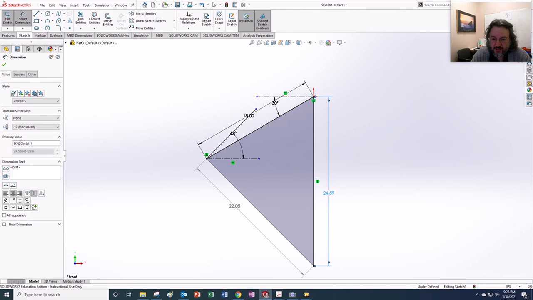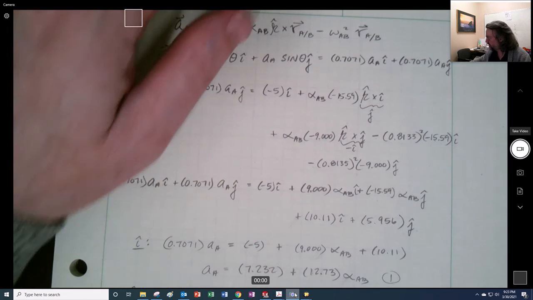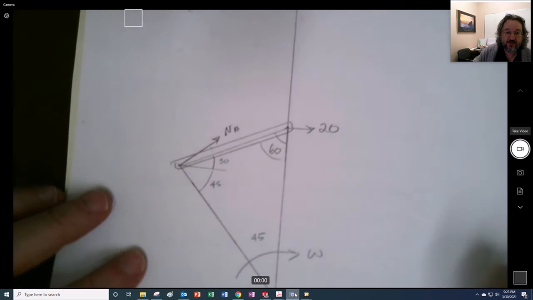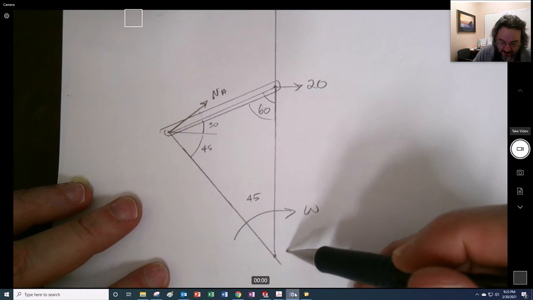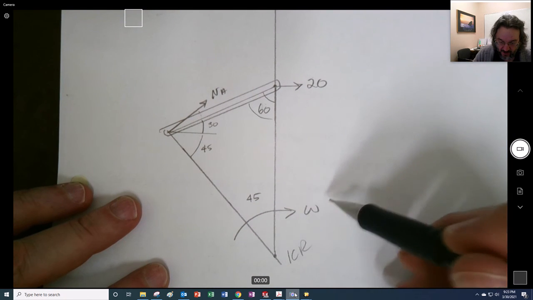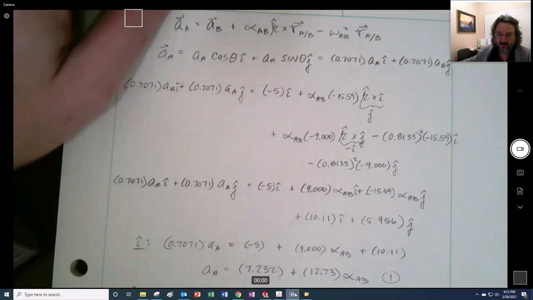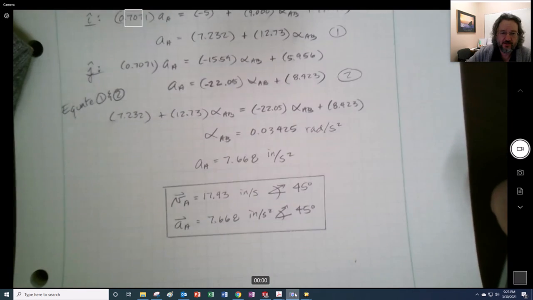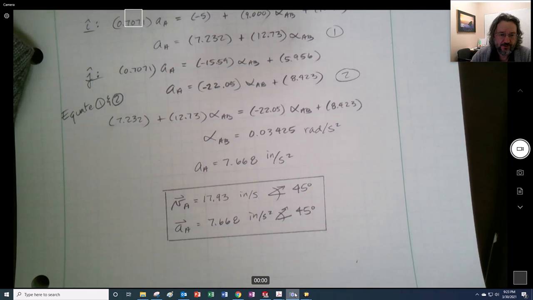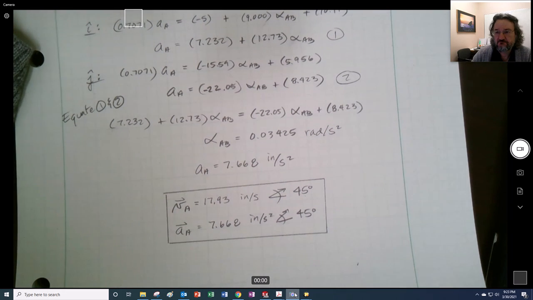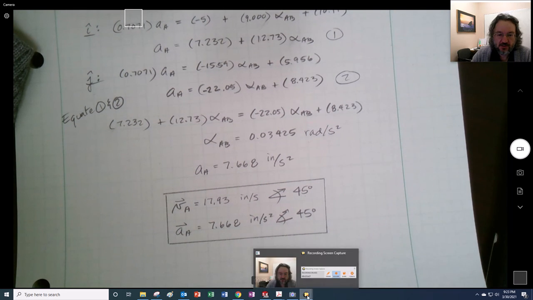Okay, so I checked with, I even used SolidWorks there, so you caught me. I checked with using the ICR right here, and I got the same angular velocity and the same final velocity there. And I think I have pretty good confidence that this is the answer. So let's go on to the next one.